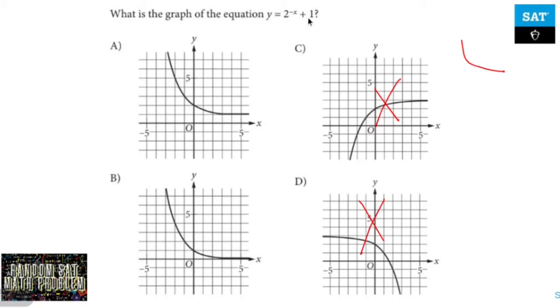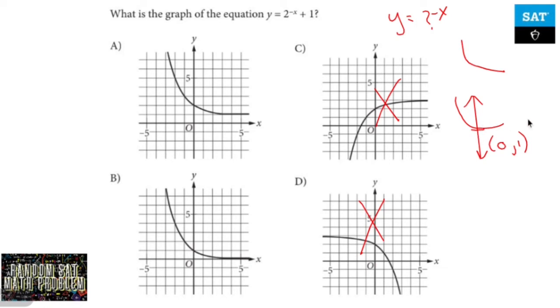Now, what makes this one special is decay with no attachments always goes through the point 0, 1. Because 2 to the 0th power, anything to the 0th power, is going to be 1. So the equation y equals who cares to the negative x is always going to go through 0, 1. However, we are adding 1 to it.